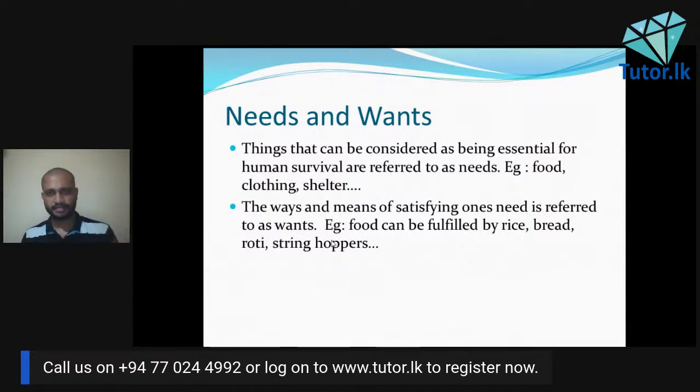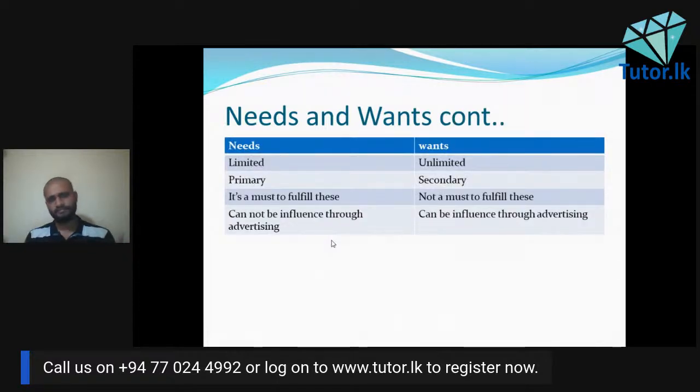You should understand needs are the things that are essential, that must be there for the survival of an individual. But wants, on the other hand, are the ways you can use to fulfill the needs. So that's the difference between needs and wants. If you further talk about the needs, the needs are limited.